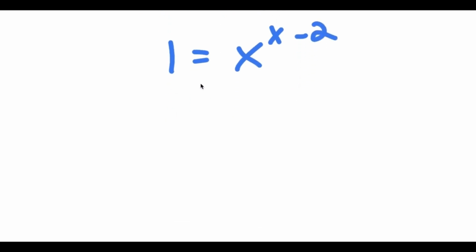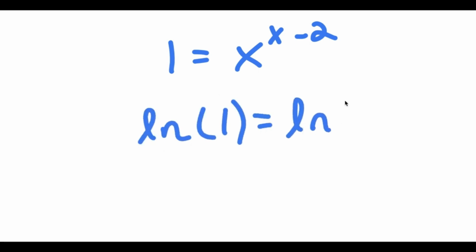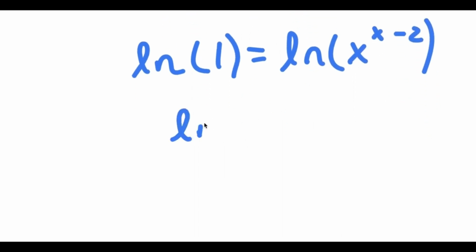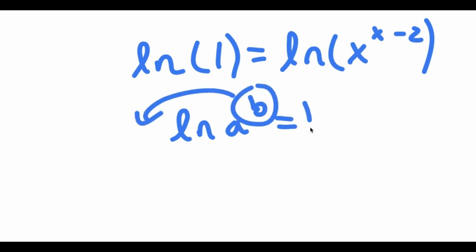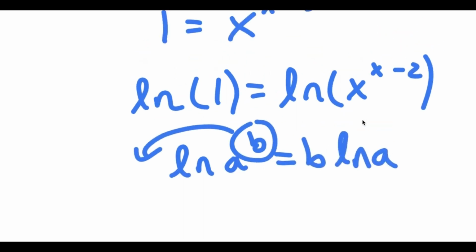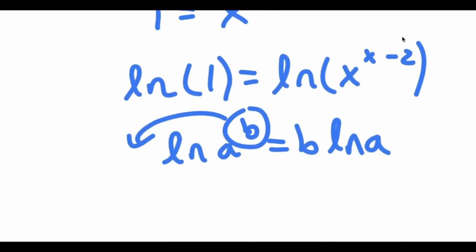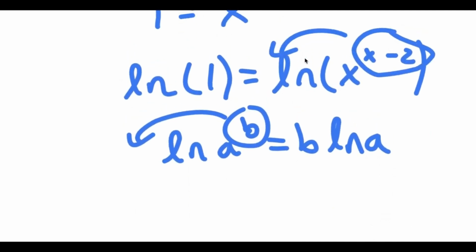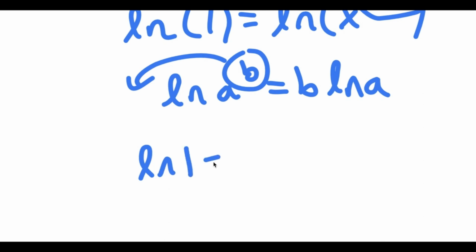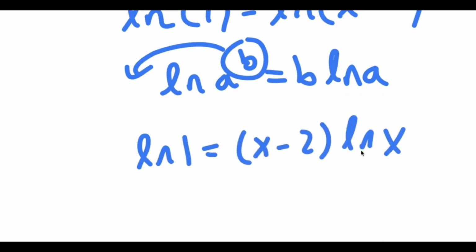Now if I take the ln of both sides, I get ln of 1 is equal to ln of x to the power of x minus 2. Now if I have something in the form ln a to the power of b, I can move this exponent b to the front, so it's going to equal b times ln a. So now I can move x minus 2 to the front, so now I have ln 1 is equal to x minus 2 times ln of x.